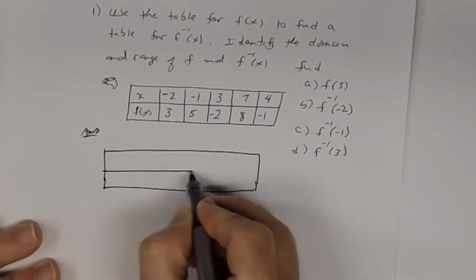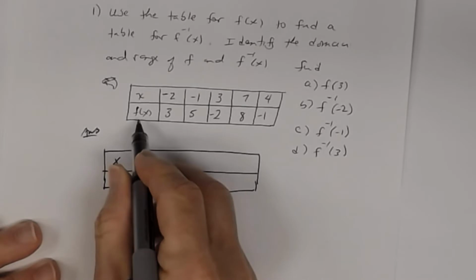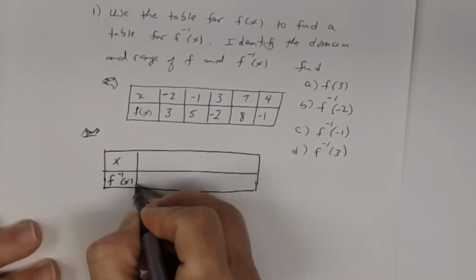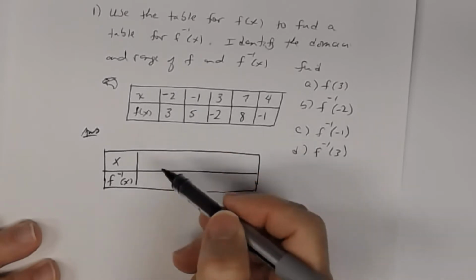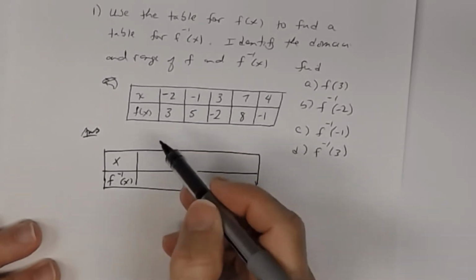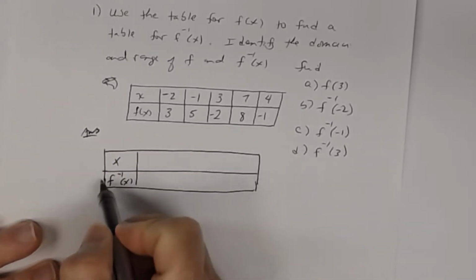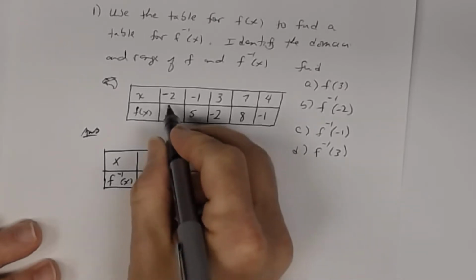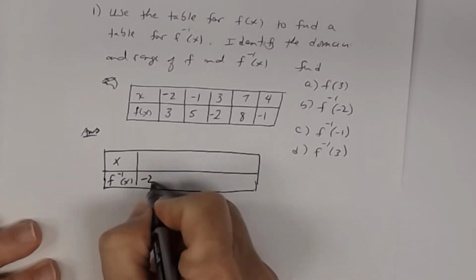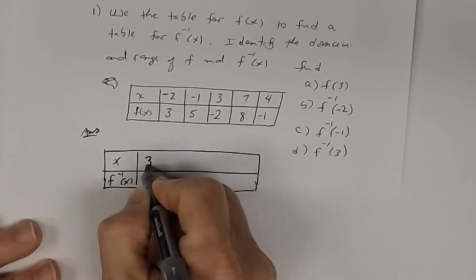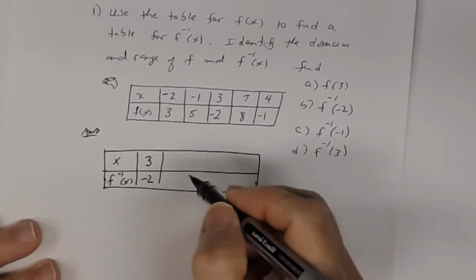So when creating the inverse table, you're going to have x, and then since this is f of x, you're going to say f inverse of x, okay? All right, now remember, the x becomes the y, and the y becomes the x. All right, so remember, this is y, and this is y of the inverse, okay? So that means that negative 2 becomes y for the inverse, and y becomes x for the inverse. So your coordinates are interchanged.